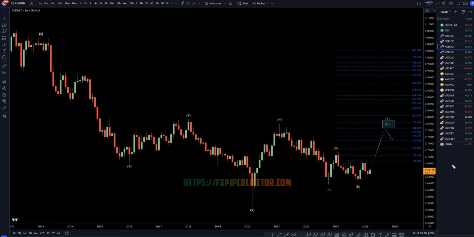Today is Thursday, March 21st, and I'm going to be analyzing the Aussie US dollar starting on the monthly, working my way down to the 1 hour time frame for the full top-down analysis.